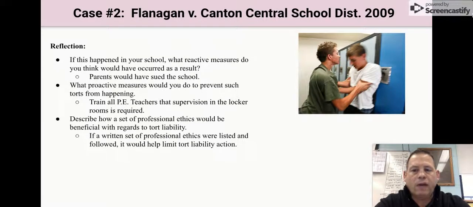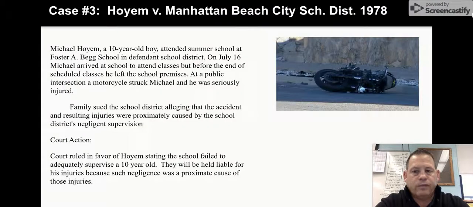If this happened in my school, the parents definitely probably would have sued the school because it was a major effect, and the principal and the teacher would have some serious conversations about supervision. Proactively would be to train all PE teachers that supervision in the locker room is required. And again, if we would write this down in a professional set of ethics, liability action would be lessened.